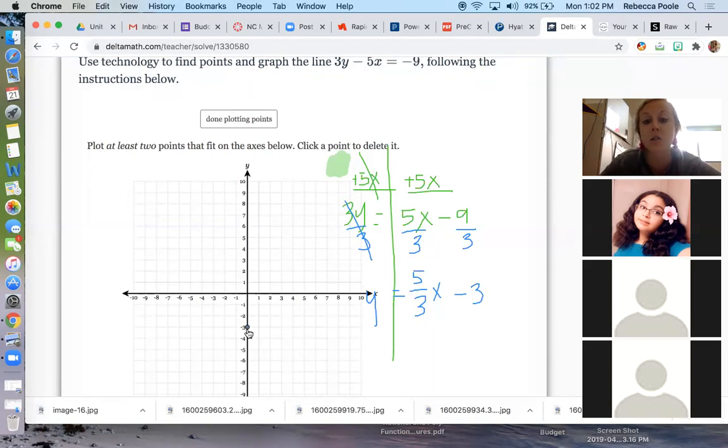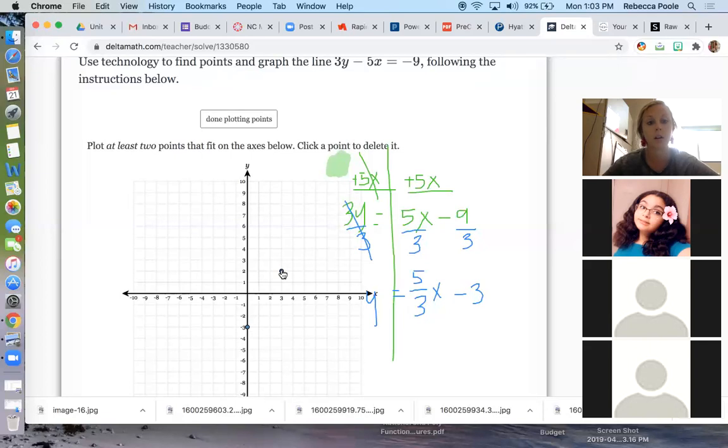The vertical axis, find -3, click, put a point right there. Now, what is my slope? 5/3. Is it positive or negative? Positive. Good, positive. So that means we're going to go up and to the right. So I'm going to go up 5, 1, 2, 3, 4, 5, and right 1, 2, 3, and click a point.